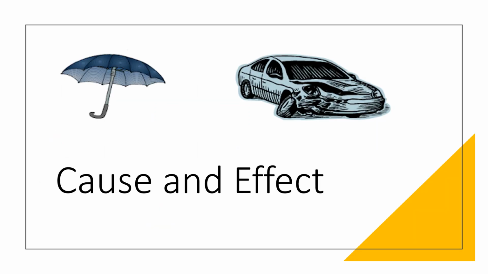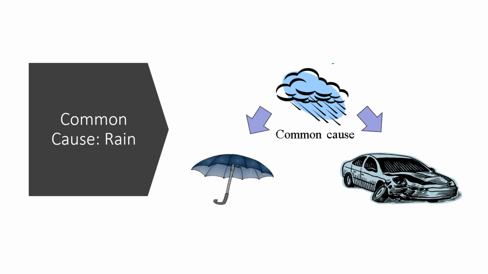There is a significant positive correlation in the city between umbrella sales and traffic accidents. What is the cause and what is the effect? It is obvious that none is the cause of the other. Then, how can you explain this correlation? The rain is the common cause of the increase in umbrella sales and car accidents. So we conclude that significant correlation between two factors does not necessarily mean that one is the cause of the other. There may be a common cause of both.